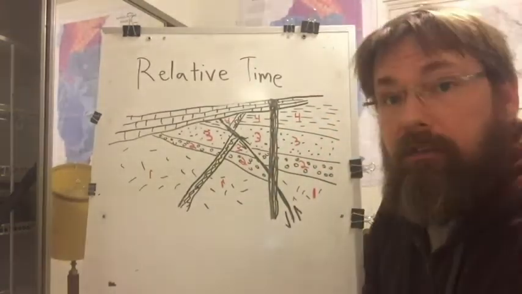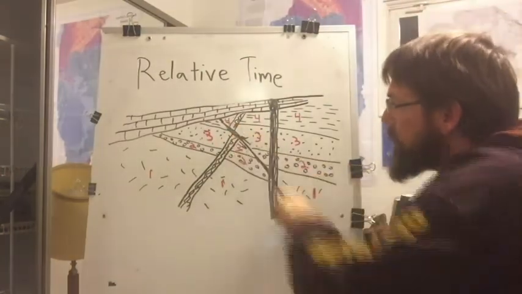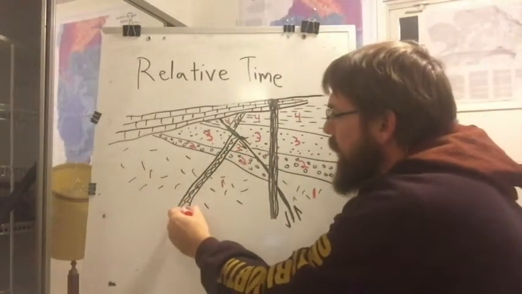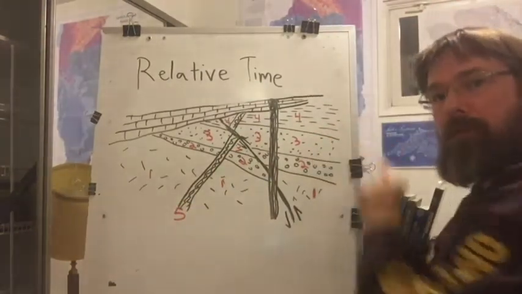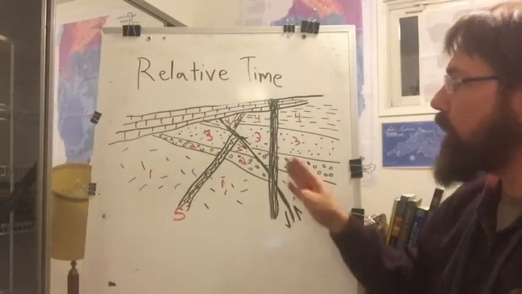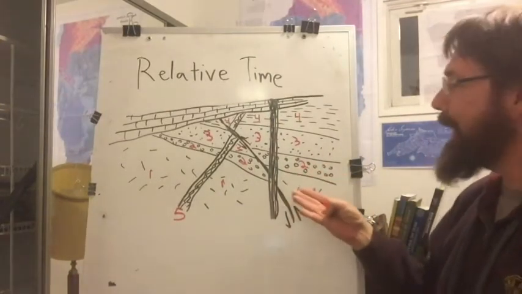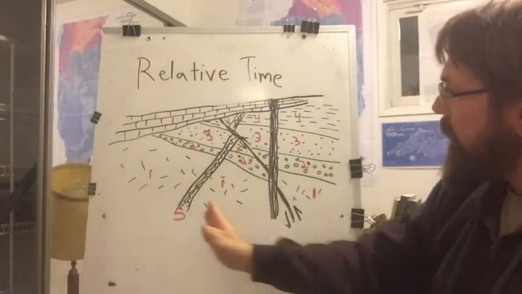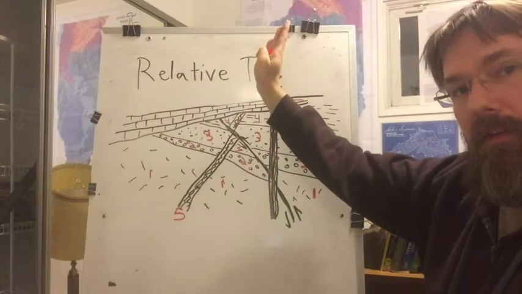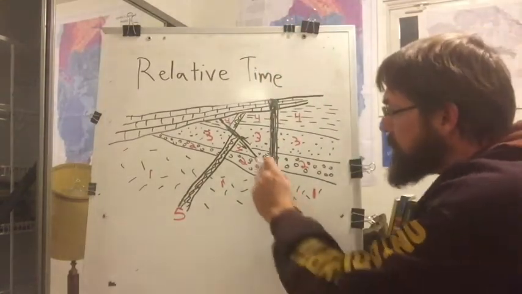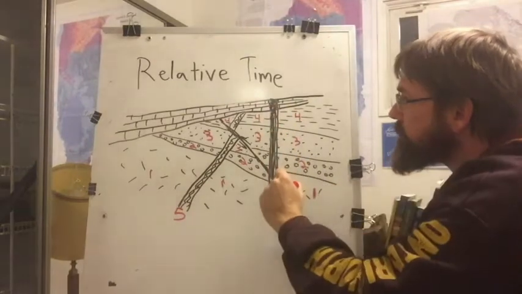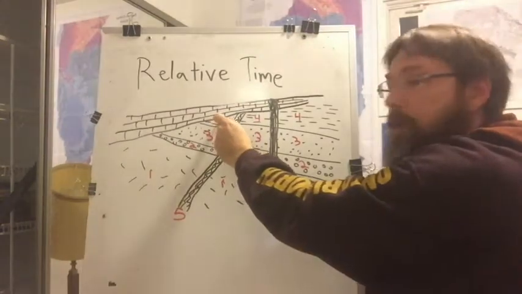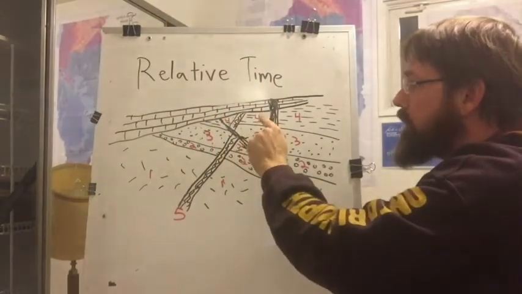Well, what happened next? Well, this fault offsets this igneous intrusion. Okay, so we know that igneous intrusion happened before that fault. You can't fault something that isn't there. Okay, so our igneous intrusion would be unit 5, even though it cross-cuts all these other units. All right, and notice our fault stops right here. Okay, I'm going to get into that in more detail in a little bit.